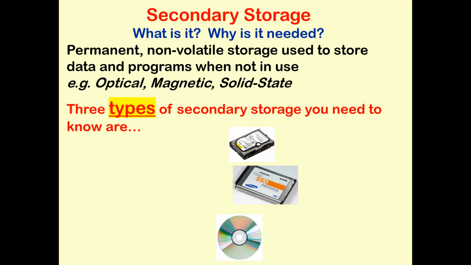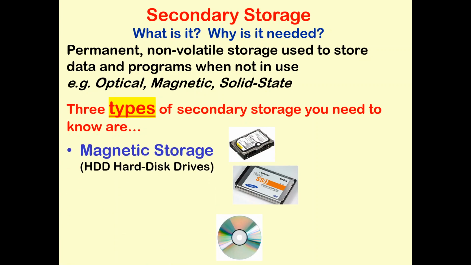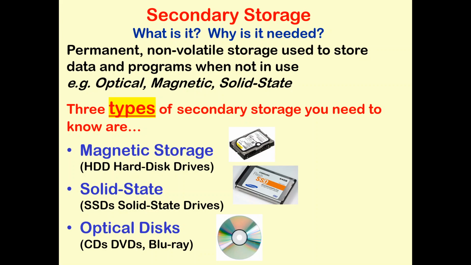Secondary storage, remember, is permanent, non-volatile storage, so it keeps the data even when the power is off, and it's used to store your data and programs when they are not in use. There are three types of secondary storage. You might specifically be asked in the exam to give an example of a type. The three types are magnetic storage, things like hard disk drives, solid state, which is things like SSDs or flash drives, and optical discs, which are things like CDs, DVDs, or Blu-rays.